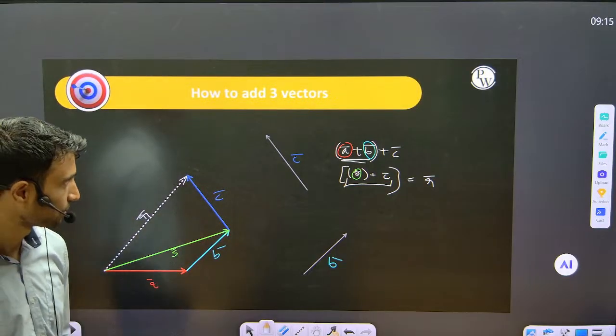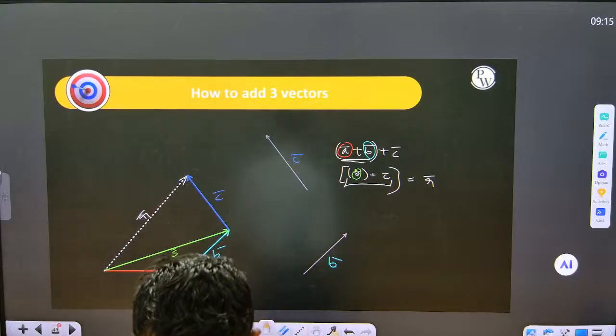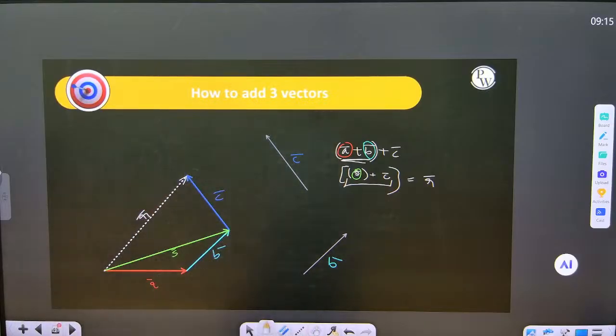So you can take this down. That's how you add three vectors. So how do you add three vectors? By adding two at a time.